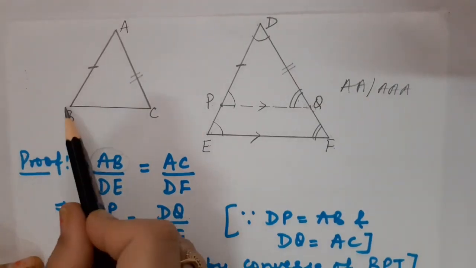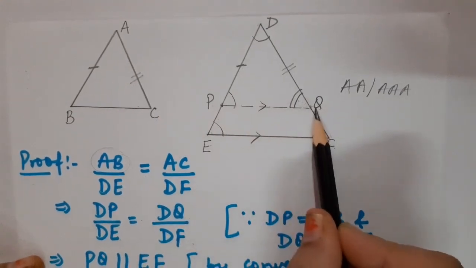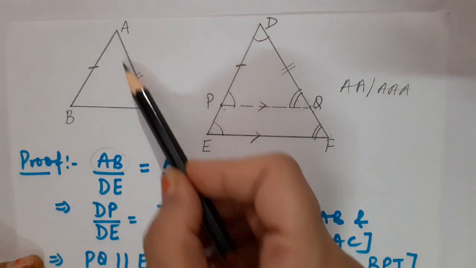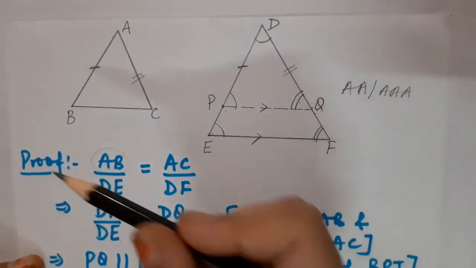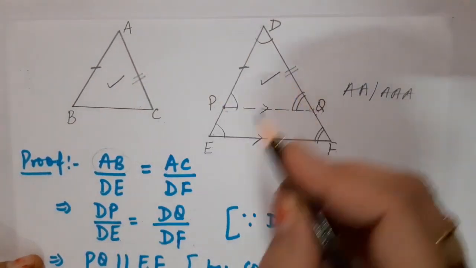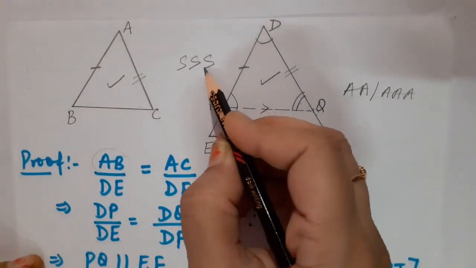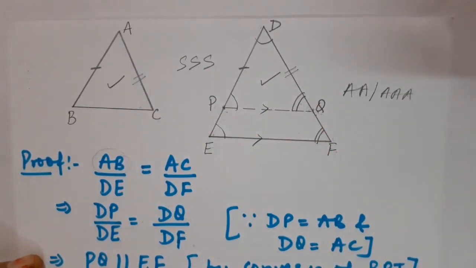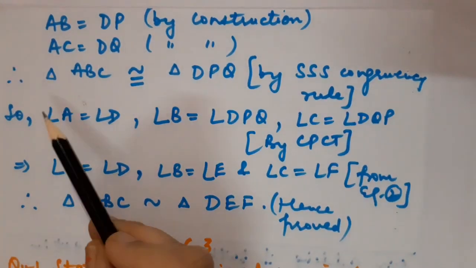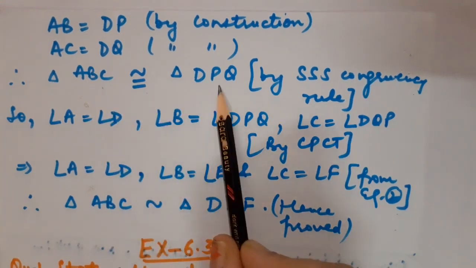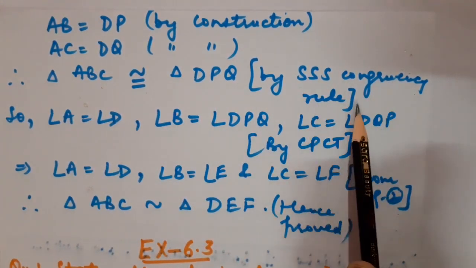Now we have proved that BC is equal to PQ. And in construction we have taken AB is equal to DP and AC is equal to DQ. So can I say that both the triangles are congruent to each other by which criteria? Of course, by side congruency criteria. So children, now I have proved that triangle ABC is congruent to triangle DPQ by triple S congruency rule.